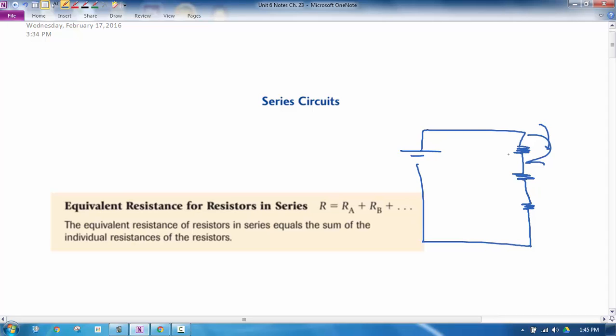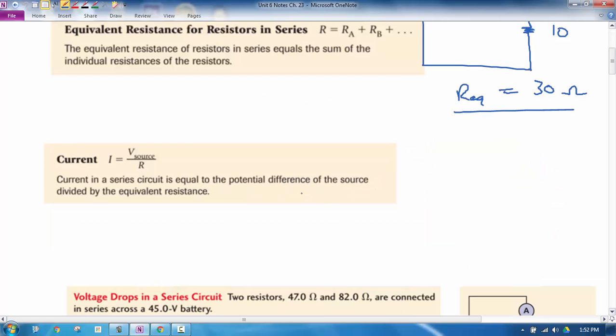And then the equivalent resistance for the circuit is going to be these added up. So, if each of them are 10, for example, then the equivalent resistance for the circuit would be 30 ohms. So we'll say R sub EQ for equivalent resistance. All right, so then when we want to find the current, we can take the voltage of the power source and divide by the equivalent resistance for the circuit, and that will tell us how much current is going through, because the current is not going to vary at all in a series circuit.